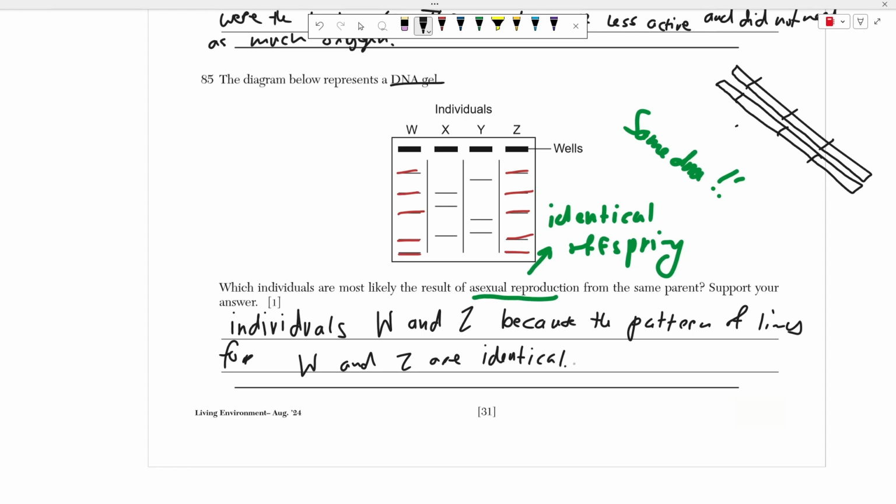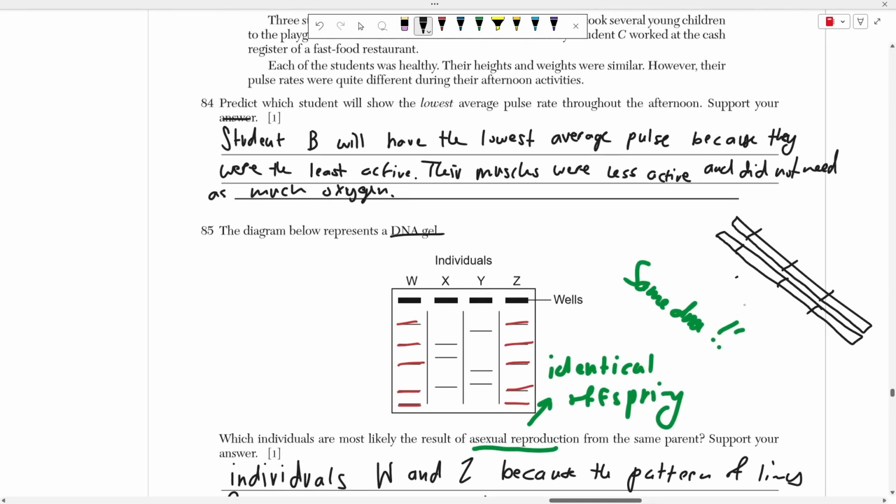Okay, so that's how you get full points on that final question. That's all 13 questions on part D of the biology Regents or Living Environment Regents gone over in one video.